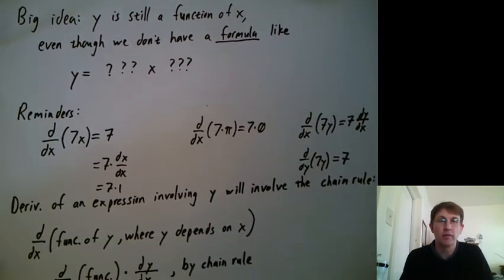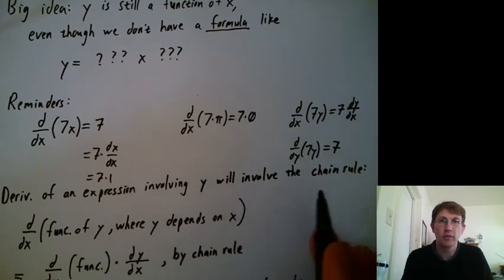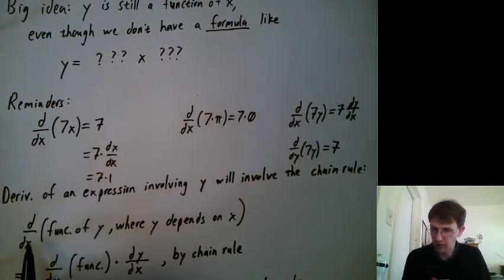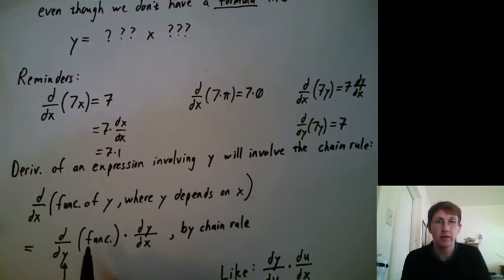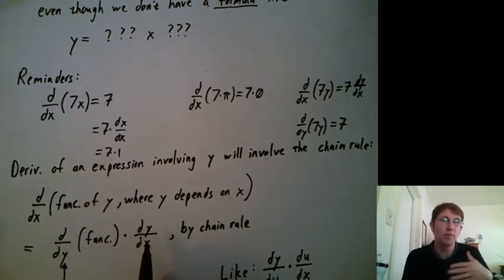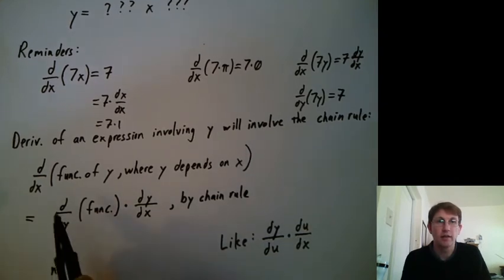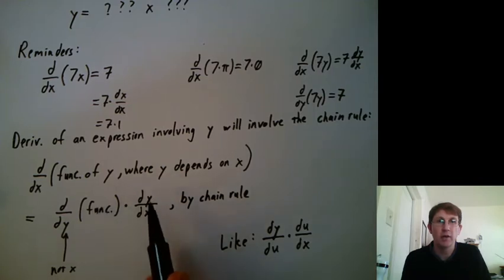So the derivative of an expression involving y will involve the chain rule because y is a function of x. So the derivative with respect to x of a function will be the derivative with respect to y of the function times dy over dx. And this is where we're using that dy over dx notation that we mentioned way back when we first discussed notation for derivatives, but we hadn't been using it until now, but now it's really handy. So notice that that's not an x there. We went from d dx to d dy of something times dy over dx.